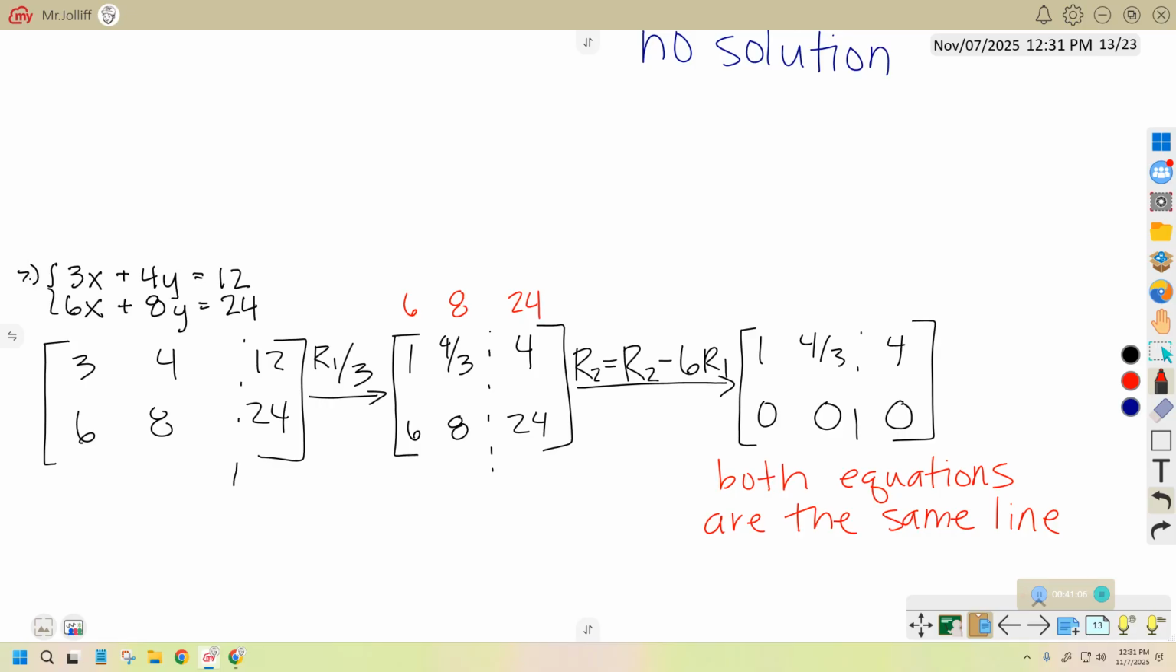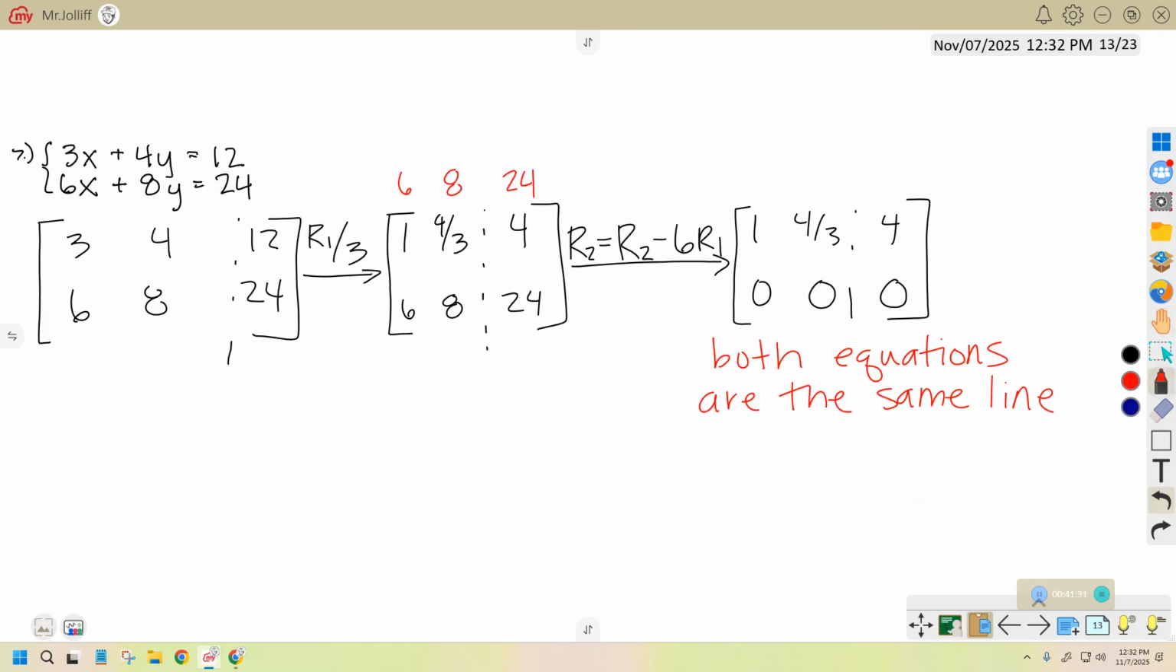And if I look at my original matrix, I can see that really clearly. 6 is 2 times 3. 8 is 2 times 4. 24 is 2 times 12. That bottom row is just double that top row. Those equations are the same graph. If I have two lines that are the same line on the graph, how many solutions do I have? Infinitely many. If I get to a place where I have one row with numbers and one row with nothing, infinitely many solutions.